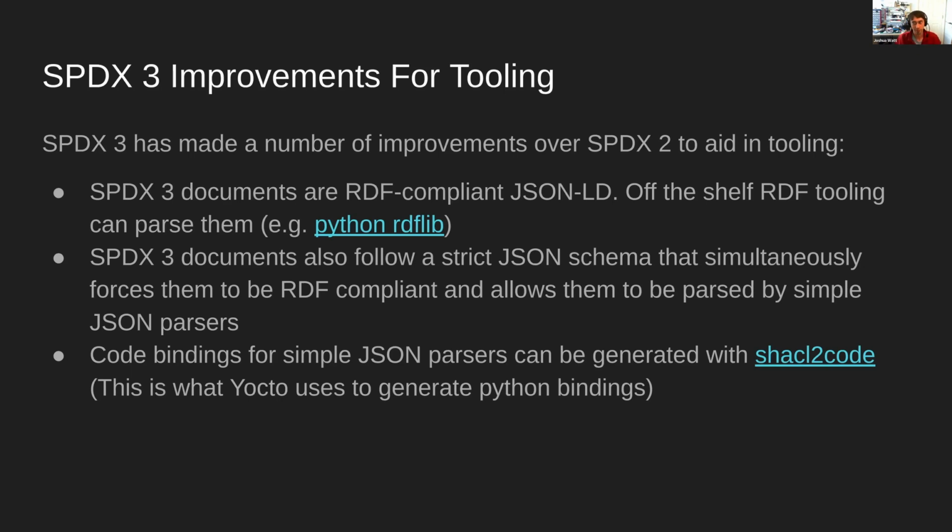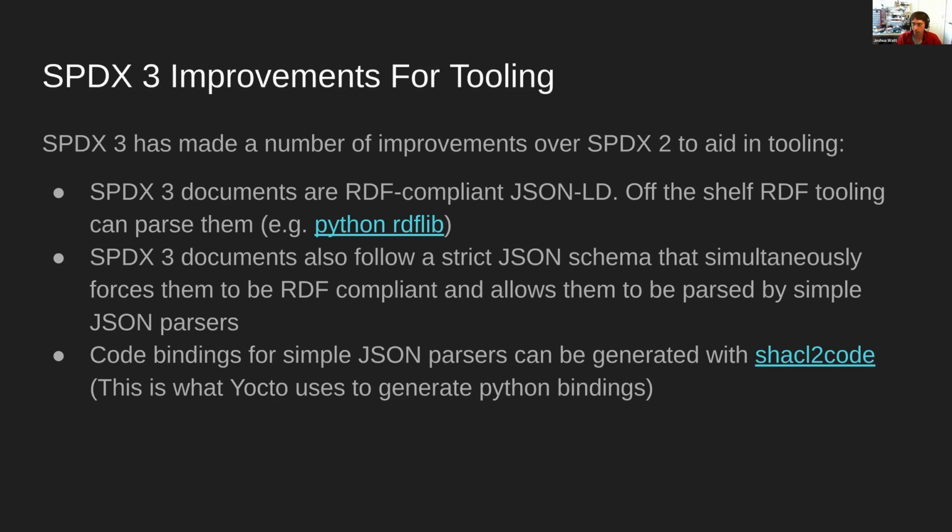In addition to being RDF compliant, though, it also has a very strict JSON schema. And that schema forces it to be RDF compliant, but also very much simplifies and restricts what you can do in the document so that it can be parsed by simpler JSON parsers, because RDF is a very complicated thing. You can do a lot of crazy stuff with it. The JSON schema really restricts that so that you can deal with it with just normal JSON data instead of having to use RDF.